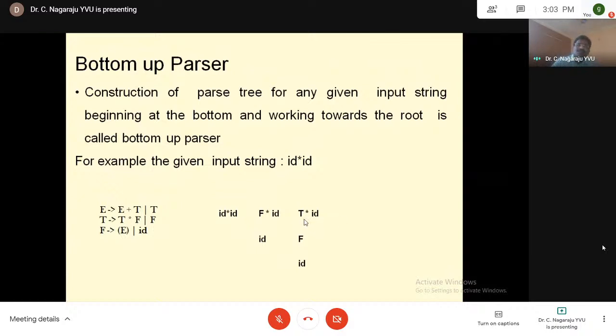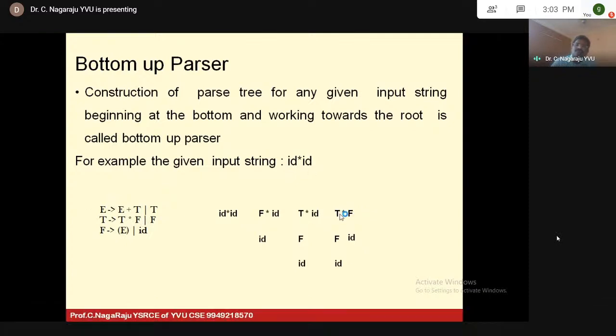Then again you see T is replaced with the first production, T star F, because you have to get the string. So T is replaced with T star F. In this F, again you take F replaced with id. Then this T star F is replaced with T, and again T is replaced with the root node E.